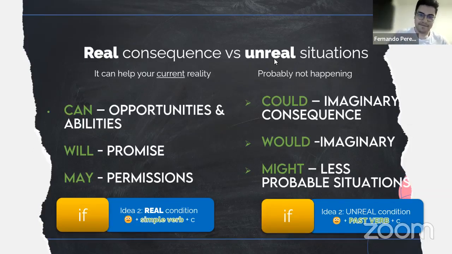Watch out, eh? Attention. If I had an assistant, imaginary situation, I would bring her to the city. Let's see the difference. Let's parallel the difference. Okay? Can versus would.